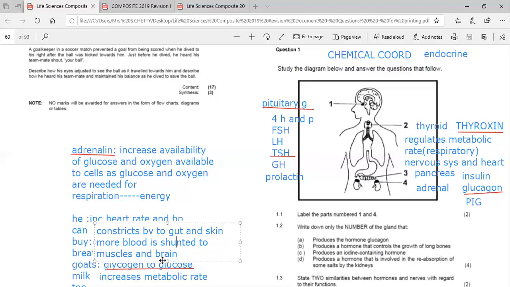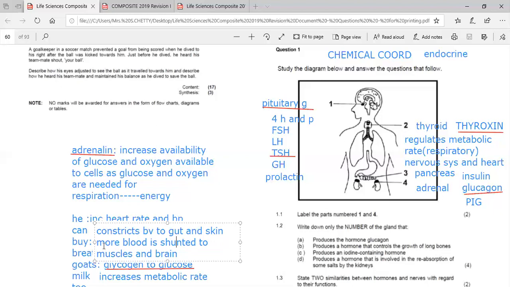More blood is shunted to the muscles and the brain to provide them with more glucose and oxygen that will be used for the production of energy. There we go. So it constricts blood vessels to gut and skin, you've got to say, thus less blood will go to the gut and skin.